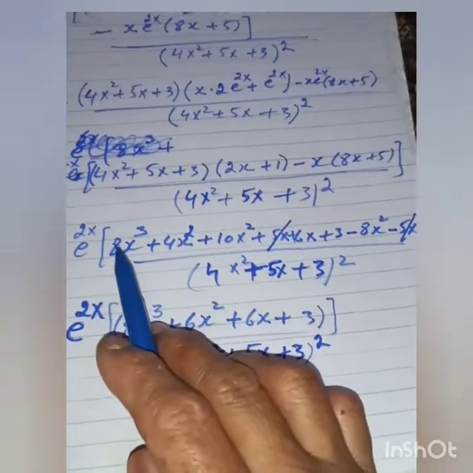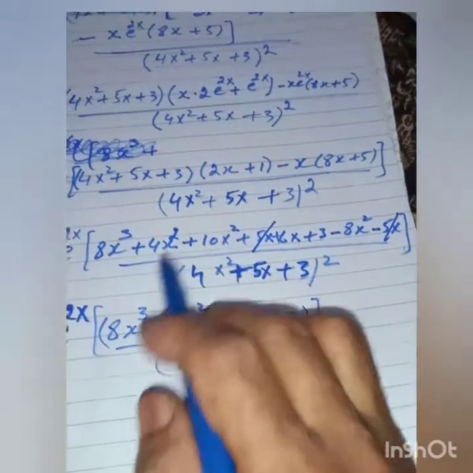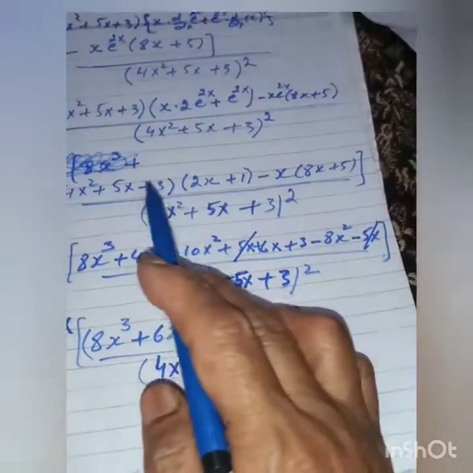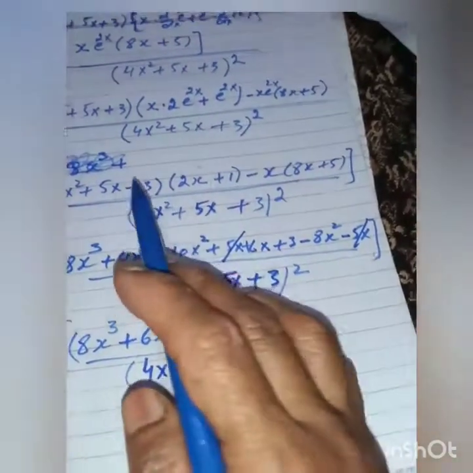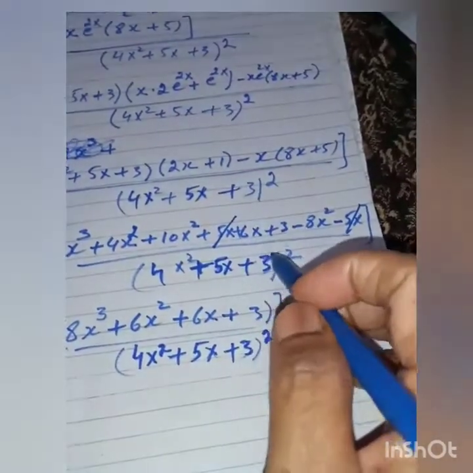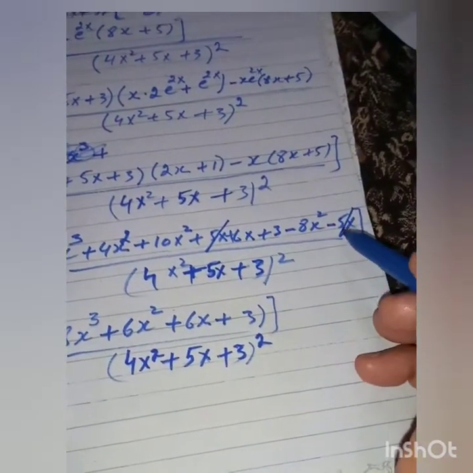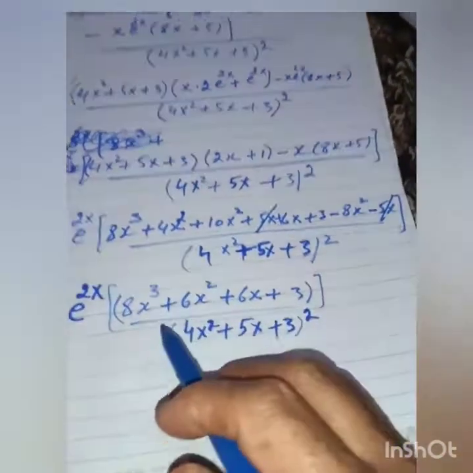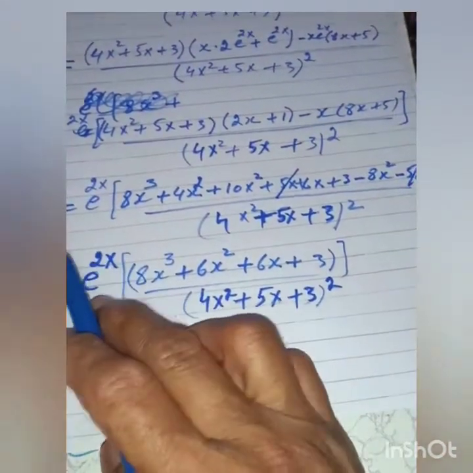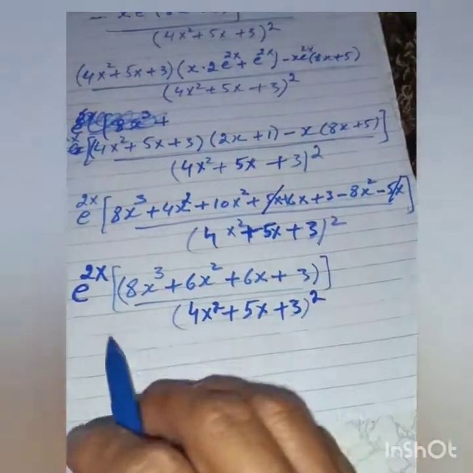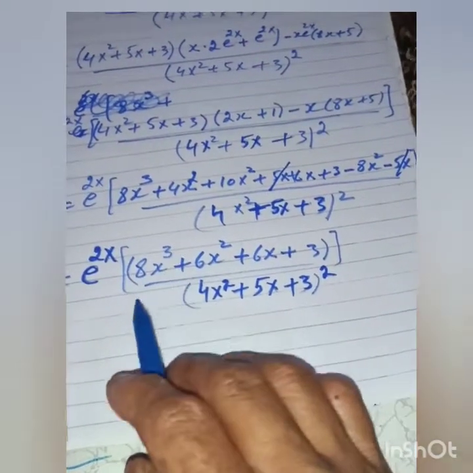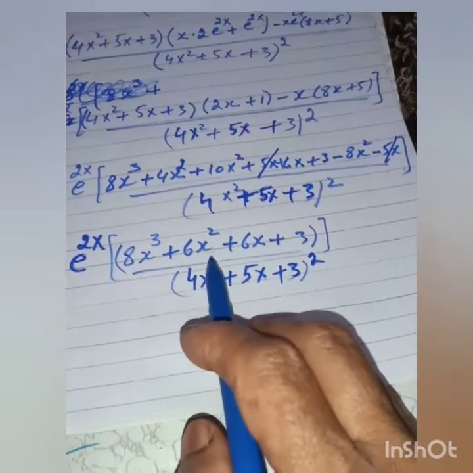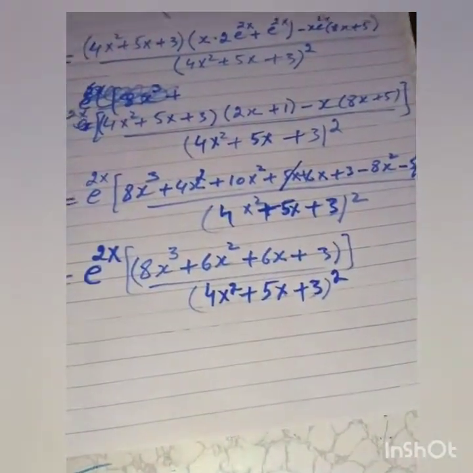Now it will be equal to 2 multiplied with 4, 8x cube plus 4x square plus 10x square plus 5x plus 6x plus 3 minus 8x square and minus 5x. Plus 5x and minus 5x are cancelled out. So we get e to the power 2x as common to all the terms. So we get (8x cube plus 6x square plus 6x plus 3) divided by (4x square plus 5x plus 3) whole power 2.